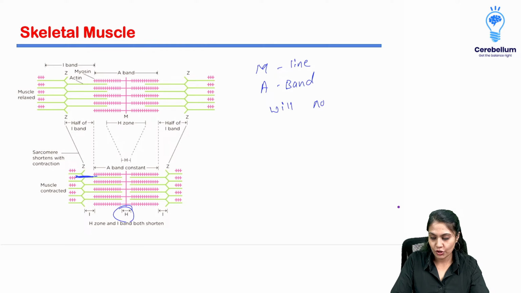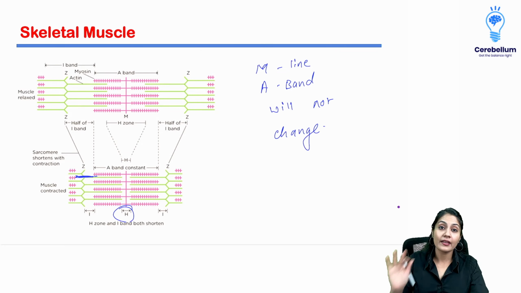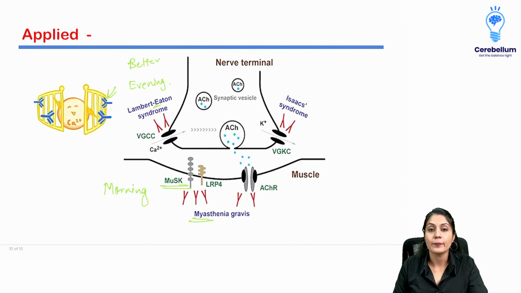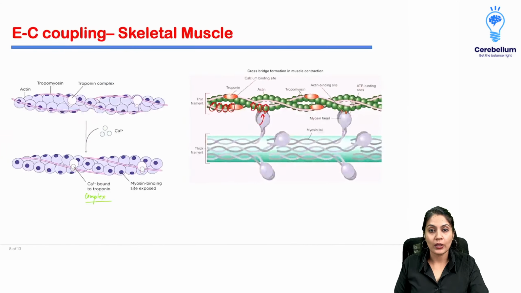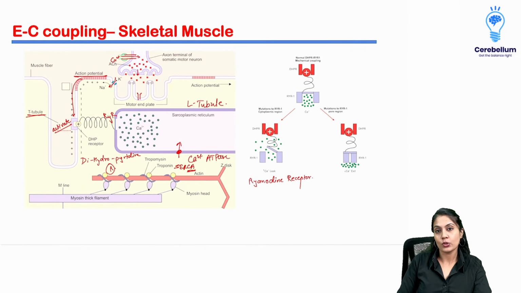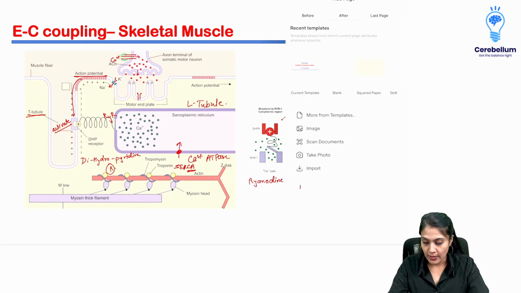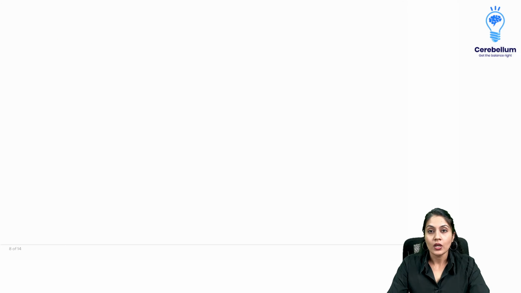It will not change. It will remain the same. Now, please note down that this is the skeletal muscle that we talked about. That is the EC coupling of the skeletal muscle. There are a few changes that I want you to note in your book.